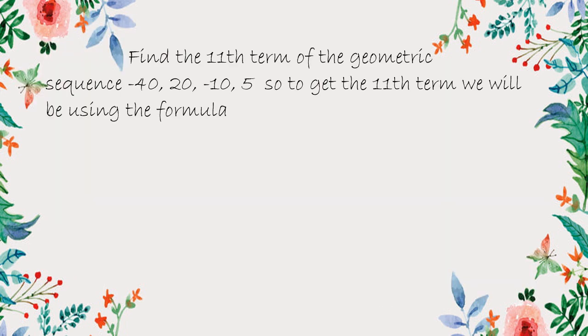So let's have an example. Find the 11th term of the geometric sequence negative 40, 20, negative 10, and 5. So to get the 11th term, we will be using the formula a sub n is equal to a sub 1 multiplied by r raised to n minus 1.